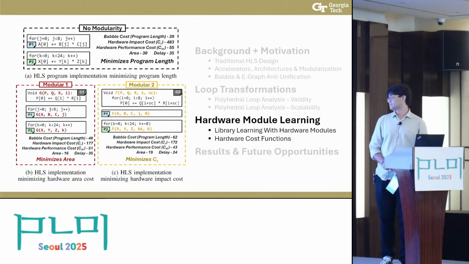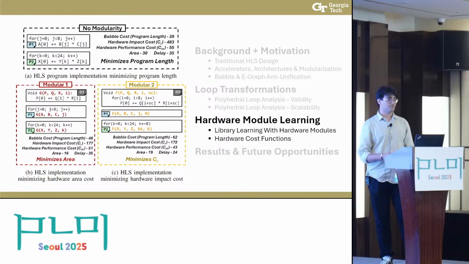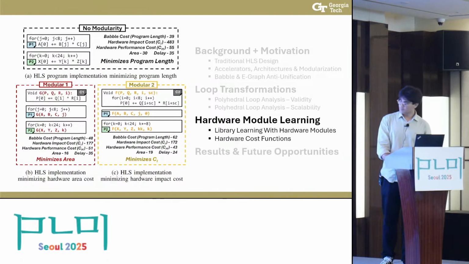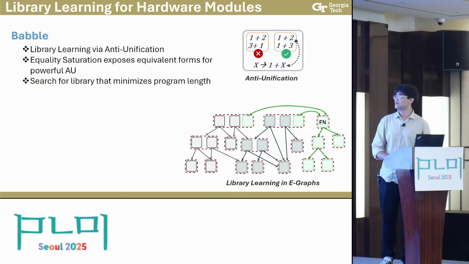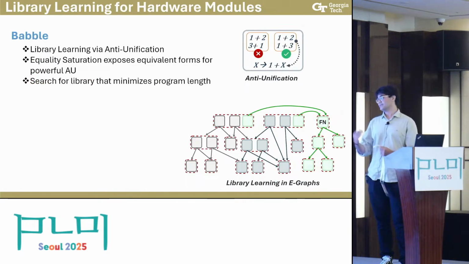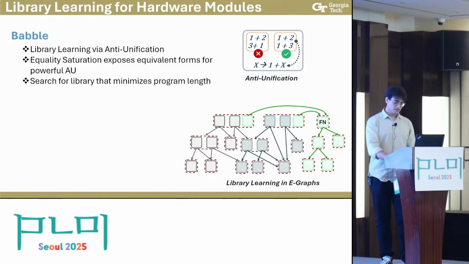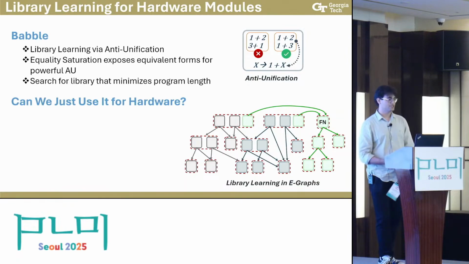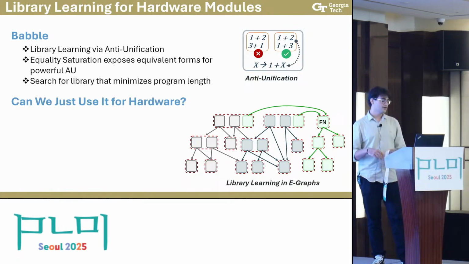So once we have this space, we now need to get into how we actually perform the hardware module learning. And this is the main section, which is going to use Babble. As I mentioned earlier, Babble does library learning over our eGraphs with anti-unification. So the question obviously arises, can we just use it? Can we just plug in our HLS designs and extract really good hardware?